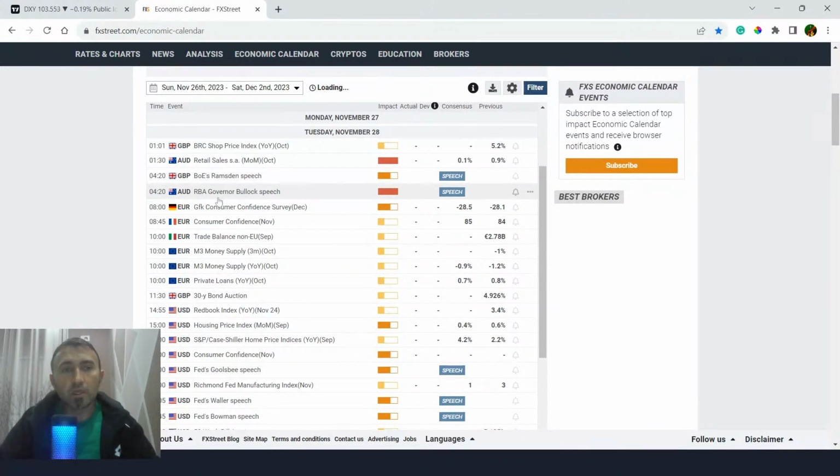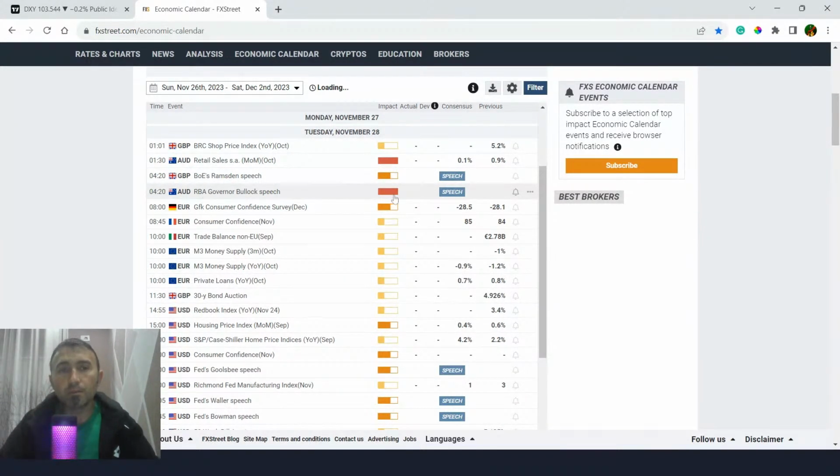Later during the day, we have a Reserve Bank of Australia Governor Bullock's speech. We have to be careful. During the previous 2 weeks, if I'm not wrong, we had the interest rate decision from Australia. Previously, it was interpreted as a dovish statement from the Bank of Australia, and later during this week, when we had the Bank of Australia minutes, which is something that usually is a summary, it was interpreted as a hawkish signal.